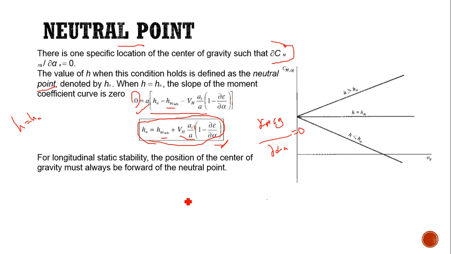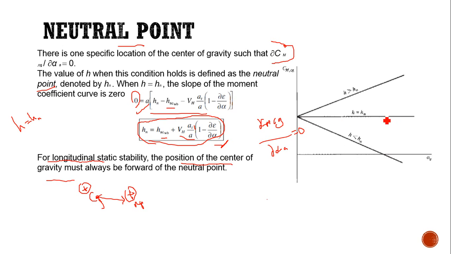So this is the main condition for longitudinal static stability. For a statically stable aircraft, the position of the center of gravity must be, suppose we have the neutral point here, and simply I am saying here is the CG of the airplane. In order to have the aircraft longitudinally statically stable, the CG should be forward of the neutral point, that is, ahead of the neutral point. Then the aircraft will be statically stable.